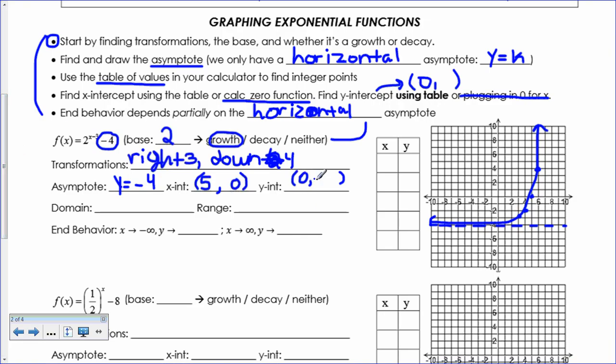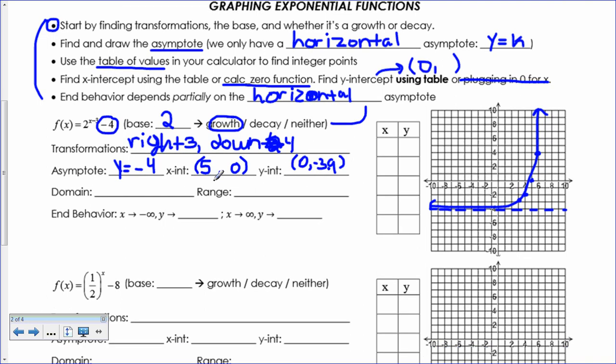0, negative 3.9. All right, that's how you use the table right here to find the y-intercept. If it's not an integer number, that's okay. You just have to go looking for it. Scroll to where x is 0, and then write down the point that you see. And that's all you have to do for finding the intercepts using your table.